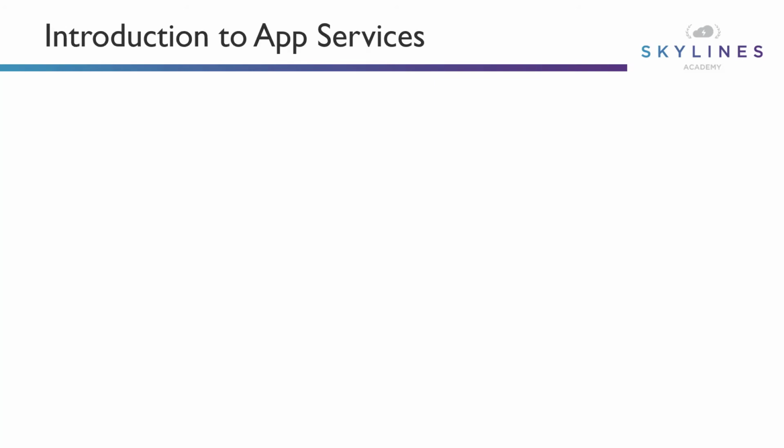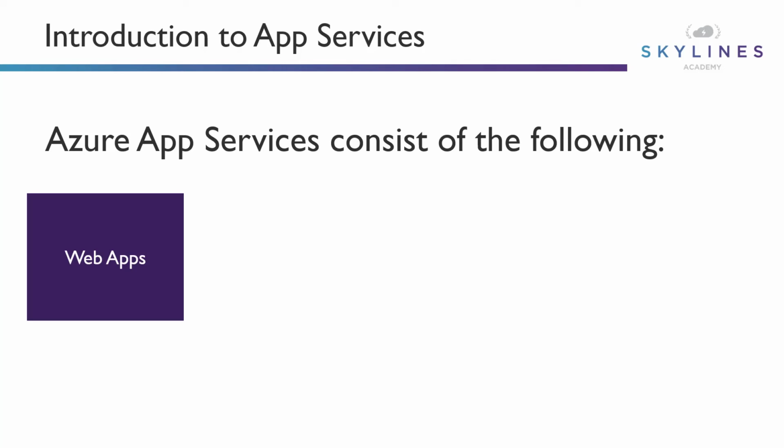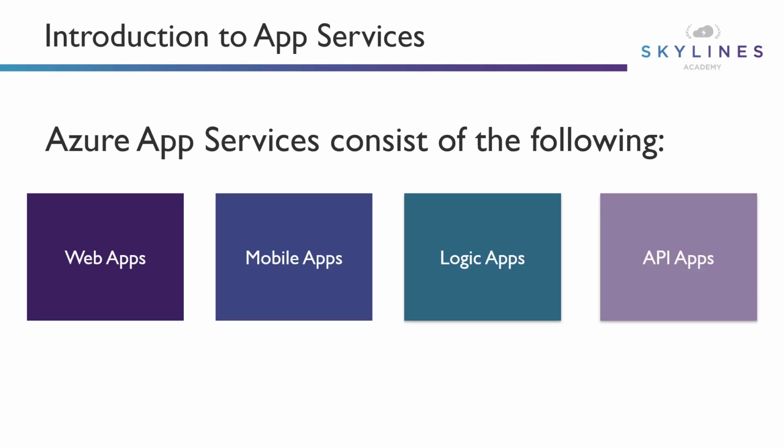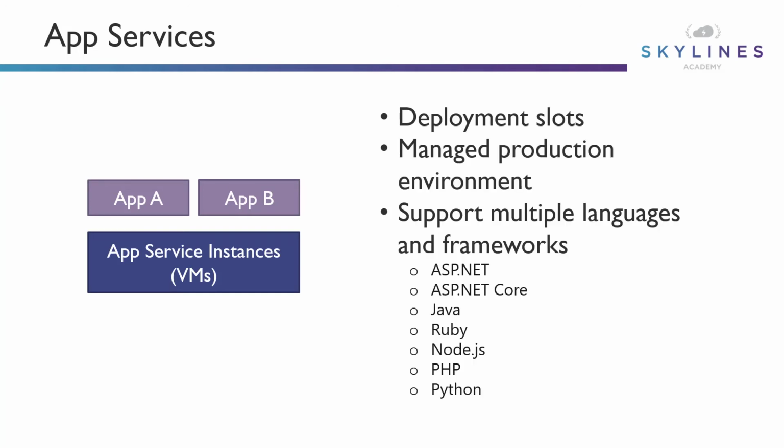We've also got app services, and app services consist of the following. They essentially allow for web apps, mobile apps, logic apps, API apps, and all of these go on top of what's called an app service instance. This is still a virtual machine under the covers. It's just pre-configured with additional features. So you can see some of them on the right here.